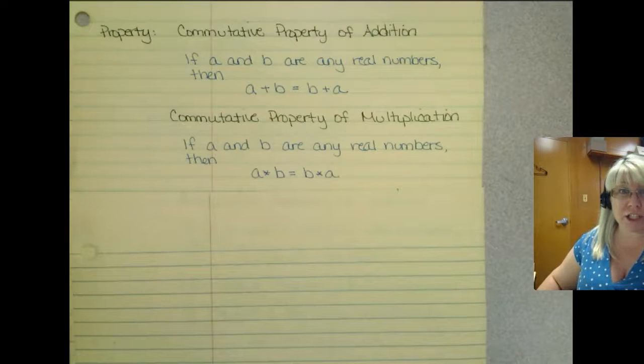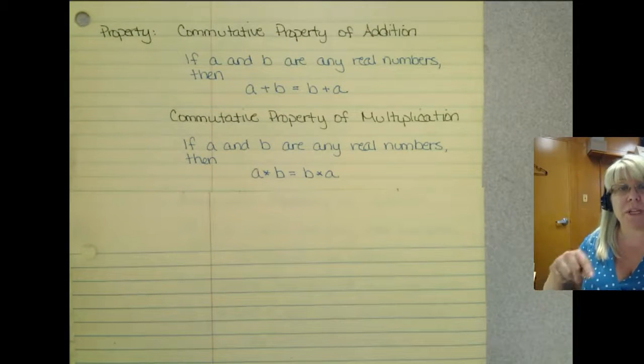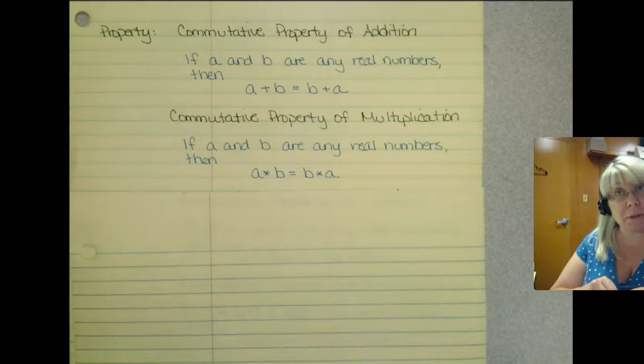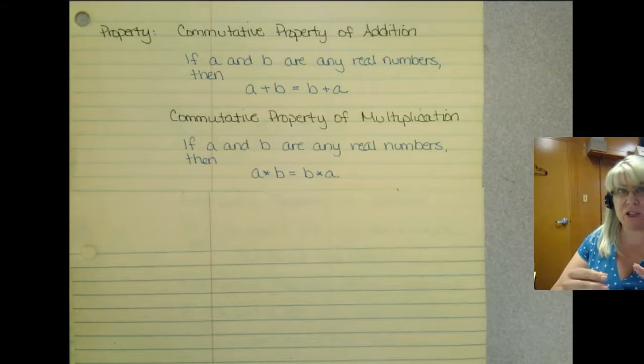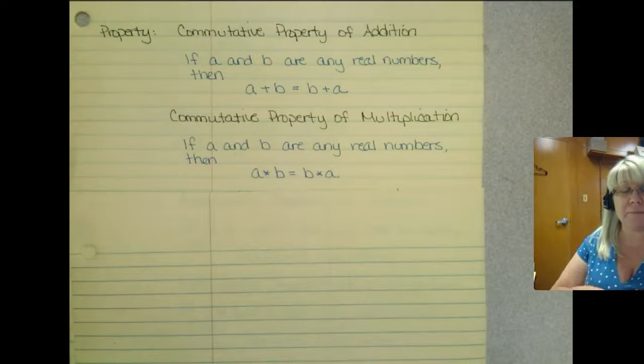Commutative property of addition just means if we have any two real numbers, let's just call them A and B, A plus B will equal B plus A. In the event, order doesn't matter. Likewise, the commutative property of multiplication means the same thing. We have two real numbers. A times B means exactly the same thing. We get the same result as B times A.